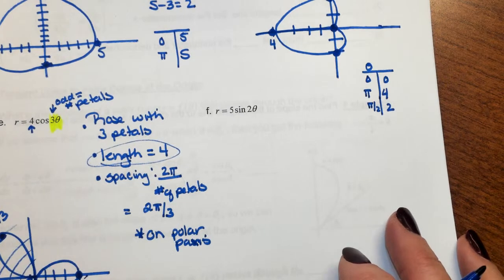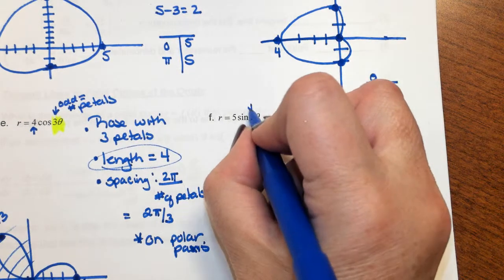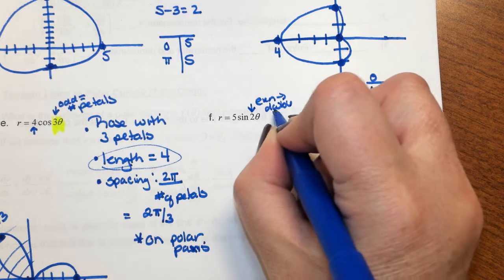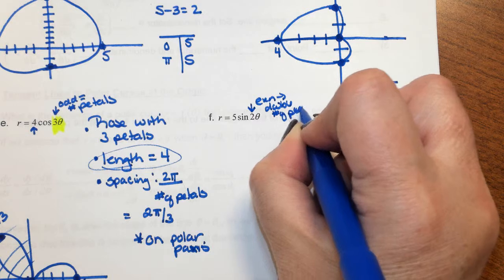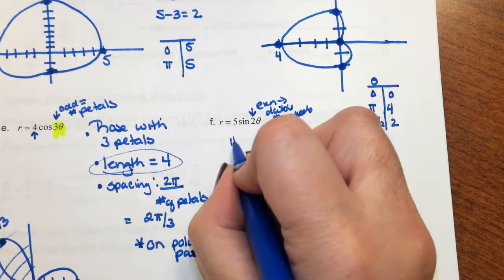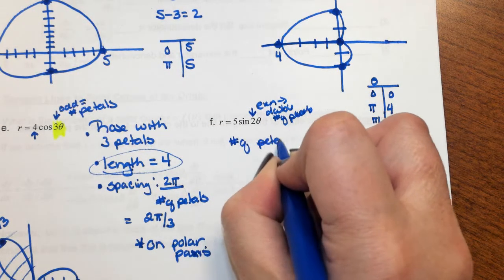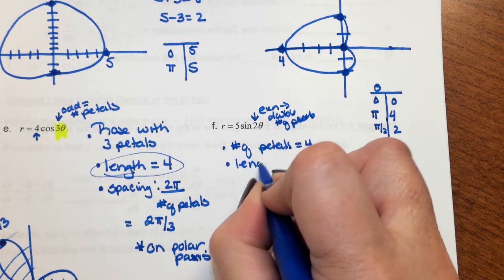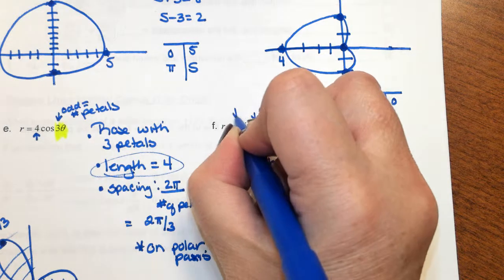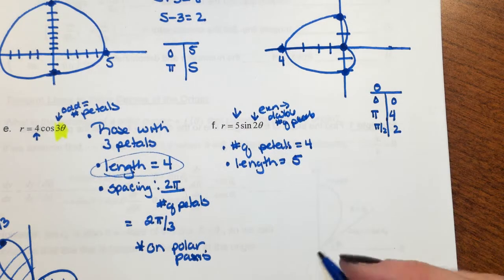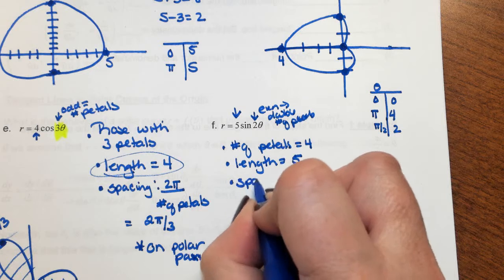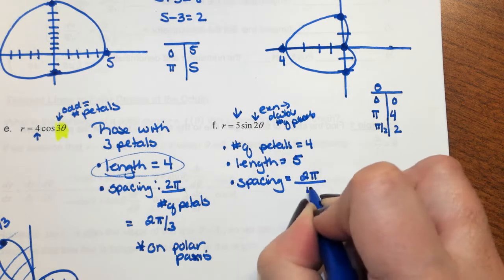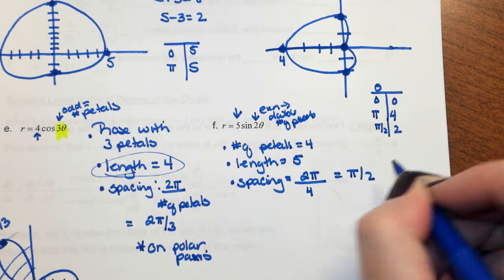Next is 5 sine 2 theta. Since this number is even, I have to double it for the number of petals. So the number of petals is equal to 4. The length of each petal is the coefficient, which is 5. The spacing is going to be 2 pi divided by the number of petals, which is 4, which is going to be pi over 2.